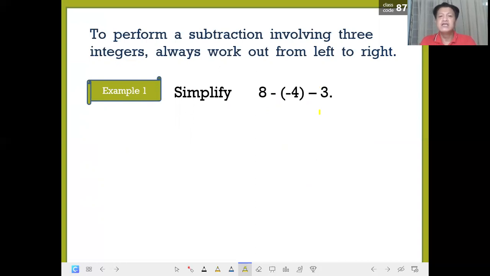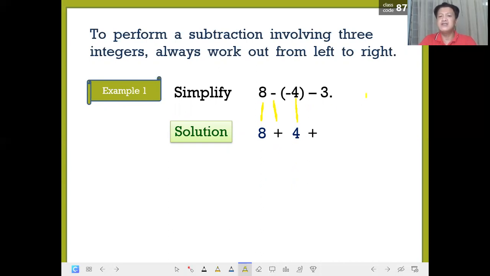Keep the minuend, change the operation, and change the sign, then proceed to addition rule. Okay, so ang solution natin would be, keep natin itong minuend natin, and then change the operation. Ito yung operation, naging plus na siya. And then change the sign of the subtrahend. Negative yan, naging positive na siya.